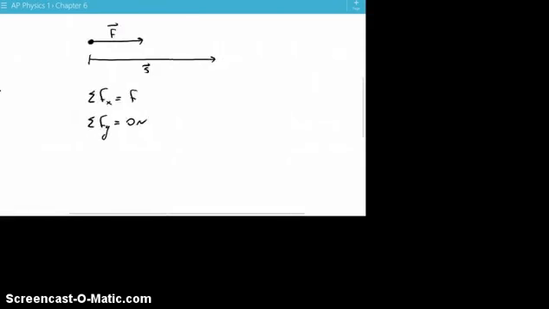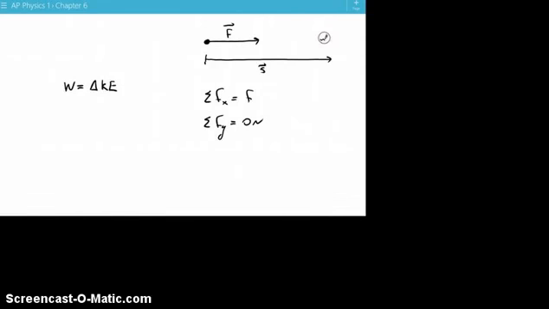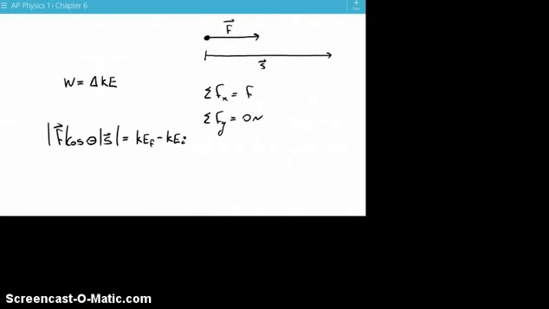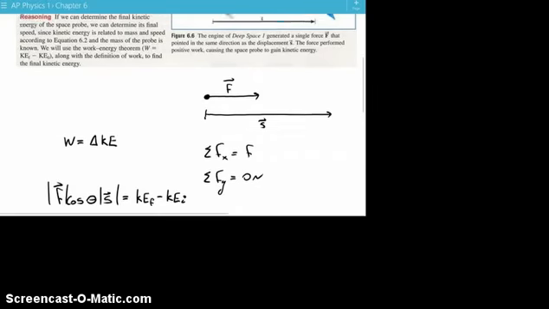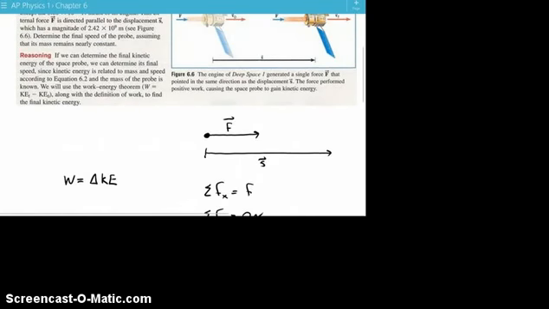So the work done is going to be equal to the magnitude of the force vector times the cosine of the angle between that and the displacement times the magnitude of the displacement vector. And that's going to be equal to the kinetic energy final minus the kinetic energy initial. We could plug in some values now and rearrange and solve, but what I'd like to do is manipulate this further so that we can get an expression for the final velocity of the probe, since that's what they asked for.